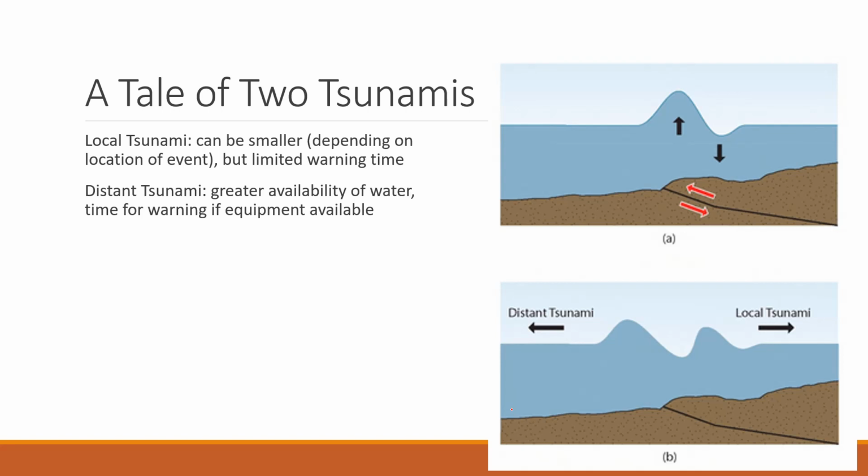It can be smaller depending on where it's located, but it happens very fast. It hits that shore very quickly. We also have a distant tsunami, so then the waves will move across the ocean basin. So we have a lot more time before that tsunami will hit the shore. It also has a lot more water available, so they can get very big.